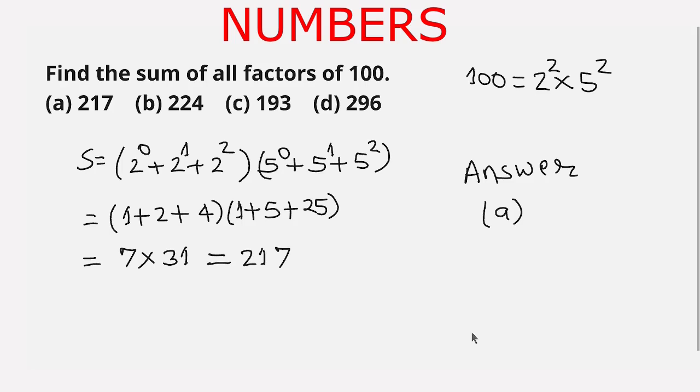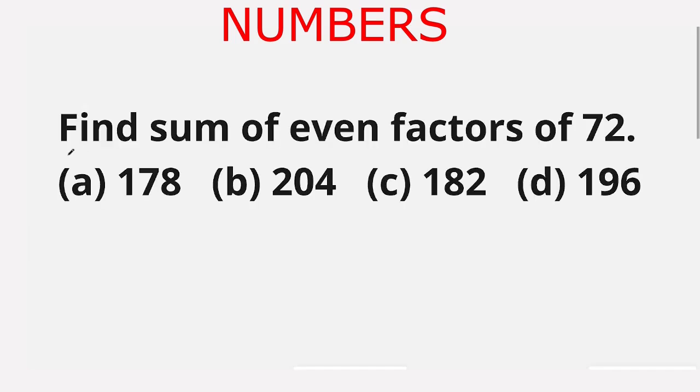I hope you have understood the method of solving such type of questions. We go to the next question. Our question is, find the sum of even factors of 72. The given options are option A, 178, option B, 204, option C, 182, option D, 196.